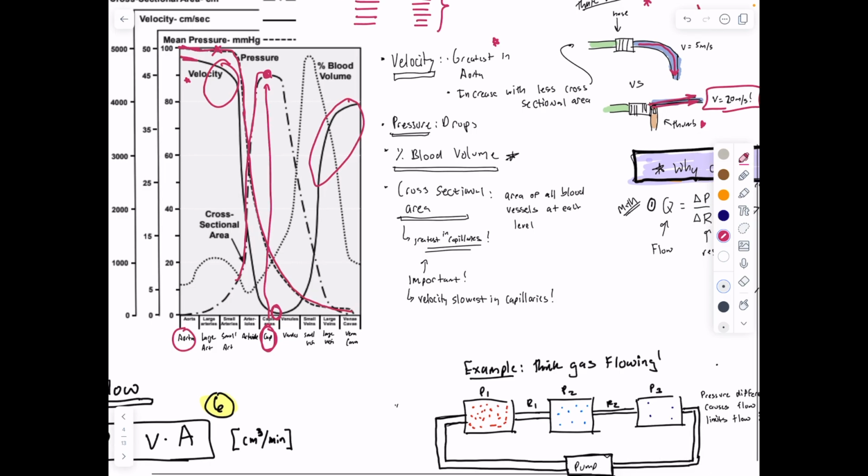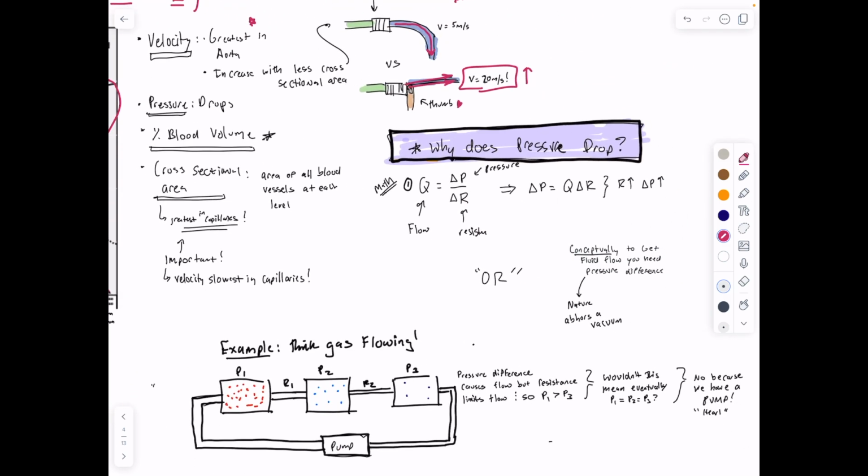Why would that be the case? Well, there's really two ways of thinking about this. One is mathematically, which I kind of prefer, but then two conceptually. So mathematically, remember that fluid flow is caused by change in pressure and limited by resistance. And so if you were to manipulate this, you could say that therefore change in pressure is equal to fluid flow times change in resistance.